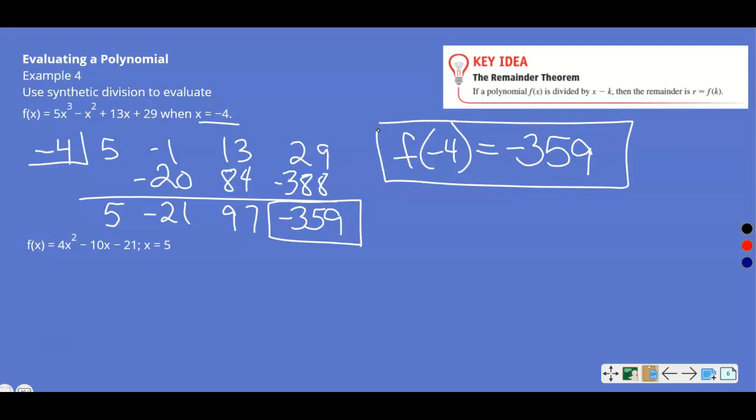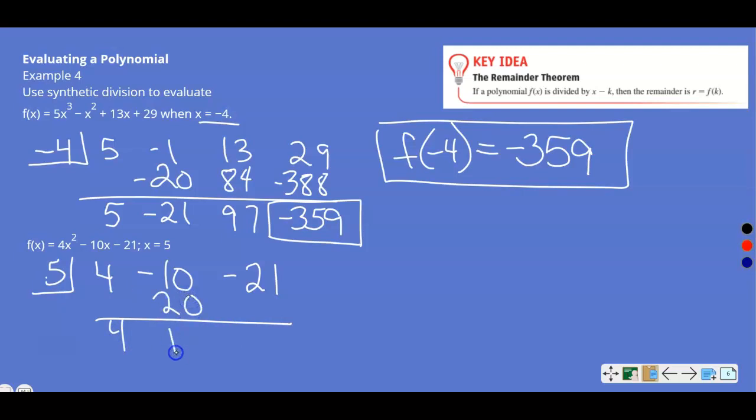All right, let's look at one more. f of x equals 4x squared minus 10x minus 21, when x equals 5. All right, so we're going to take 5. We're going to take our coefficients. We've got 4, negative 10, and negative 21. All right, we're going to bring down the 4. We're going to multiply. We're going to add. We're going to multiply. And we're going to add.